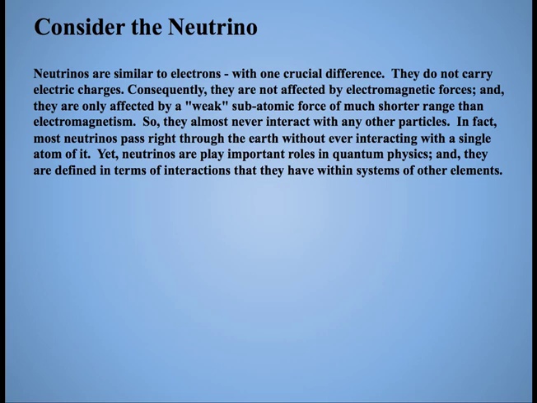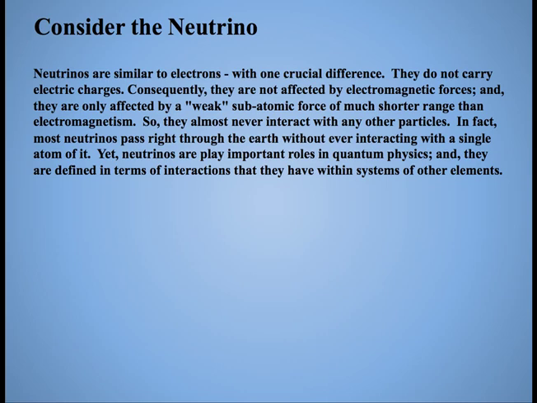Consider the neutrino. Neutrinos are similar to electrons, with one crucial difference. They do not carry electric charges. Consequently, they are not affected by electromagnetic forces, and they are only affected by a weak, subatomic force of much shorter range than electromagnetism. So, they almost never interact with any other particles. In fact, most neutrinos pass right through the Earth without ever interacting with a single atom of it.